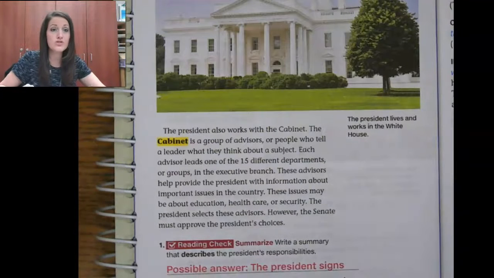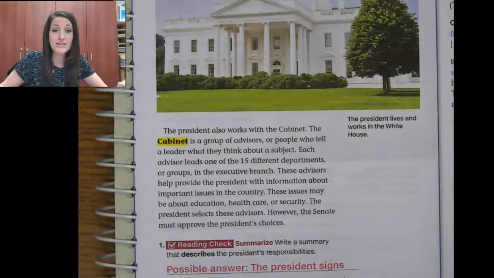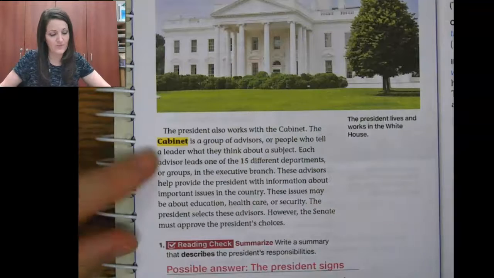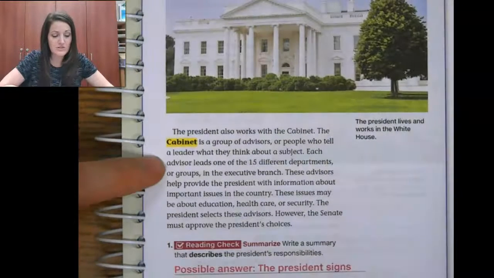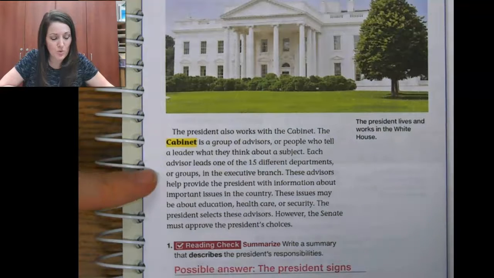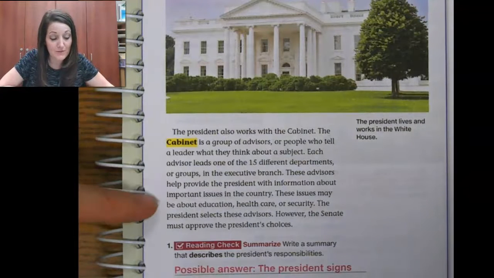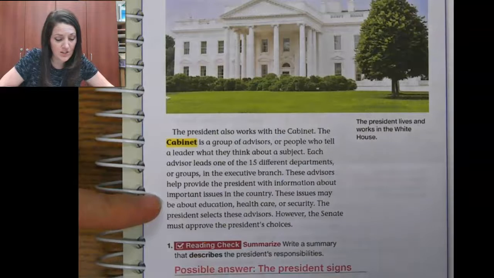Do you guys think we should go full virtual? Should we do hybrid? And they brainstorm and they come up with it together. So now let's go back to the president's cabinet. Each advisor leads one of the 15 different branches or groups in the executive branch. These advisors help provide the president with information about important issues in the country. These issues may be about education, health care, or security.